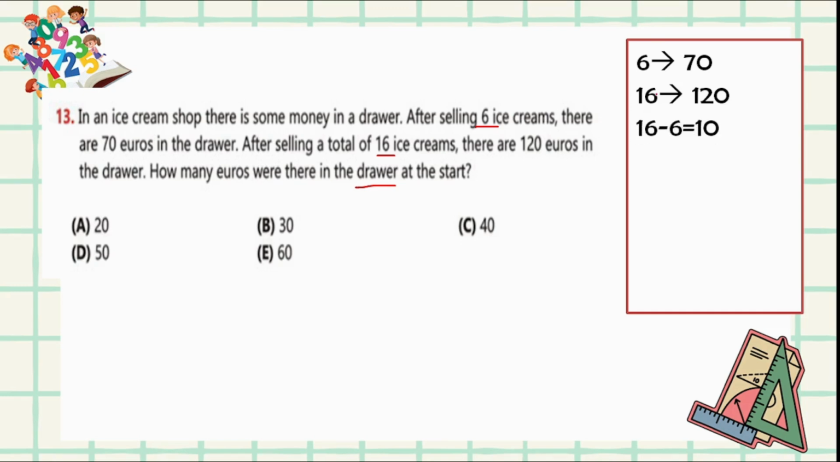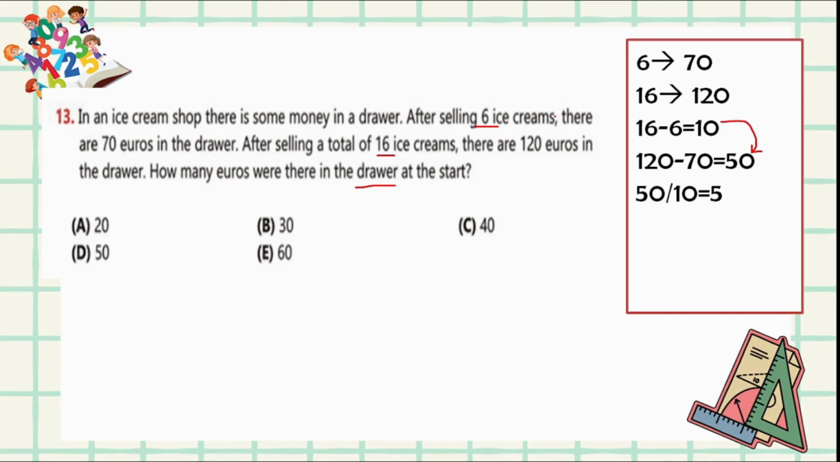So let's calculate the difference between the prices of these two as well. That is 120 minus 70, which is equal to 50. So we can say that 10 ice creams were sold for 50. If we divide 50 by 10, that is equal to 5. So in other words, the price of each ice cream is 5.